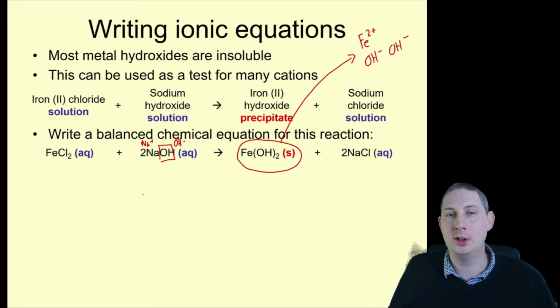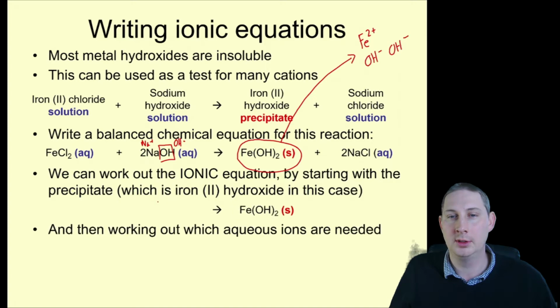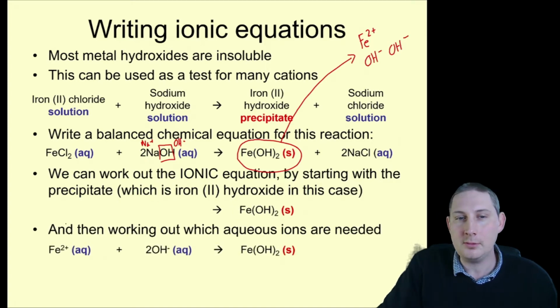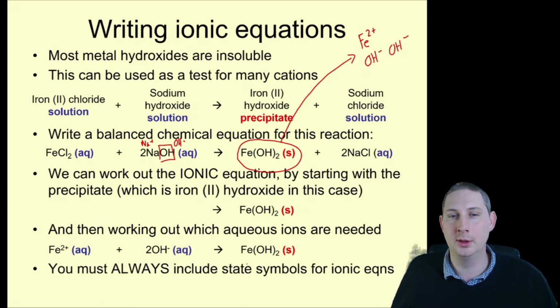and therefore the ionic equation is as follows: Fe2+ aqueous plus 2OH- aqueous forming Fe(OH)2 solid. It's the ionic equation. And remember, you must always include state symbols for ionic equations.